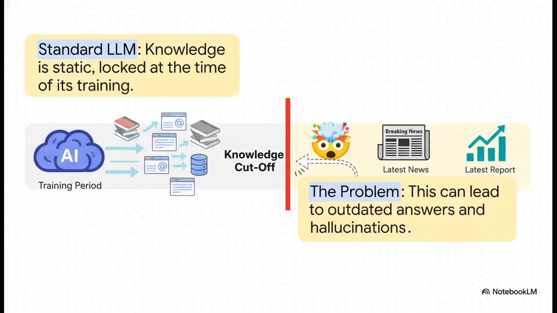So what's the deal here? Why does this even happen? Well, a standard LLM's knowledge is basically frozen in time. It only knows what it was taught way back when it was being trained. That means no breaking news, no access to your company's latest report, nothing that was created after its knowledge cutoff date. It's a closed book.